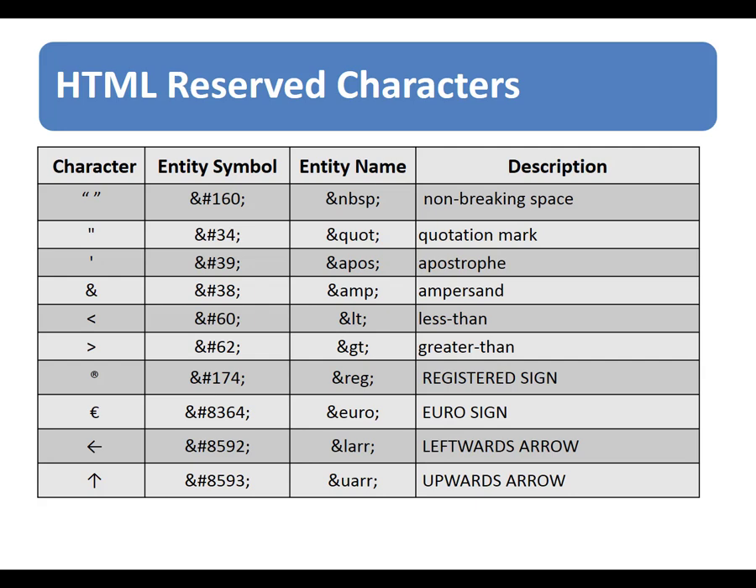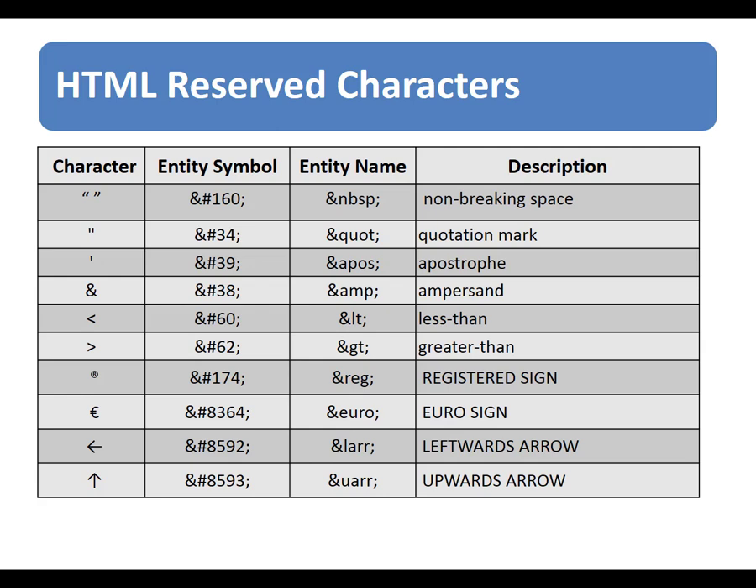For example, if you want to display a less than sign, you must write &lt; or &#60;. If you want to use the greater than symbol, you can write &gt; or &#62; as an entity symbol.